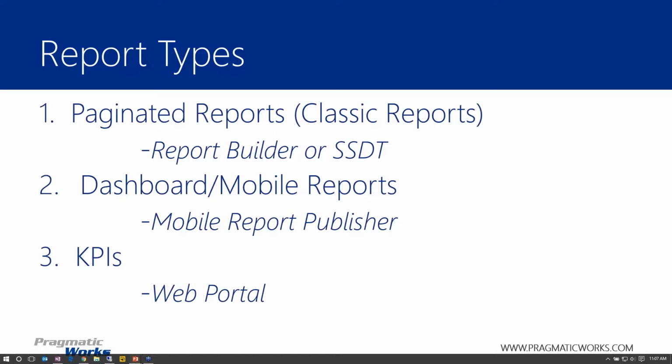And then with the KPI report types, so those are those blocks of red or green metrics at the top of the portal in our screenshot, those you actually create within the web portal. So we'll create some data sets, leave them in, or integrate those into our SSRS server, but we'll actually create the KPIs themselves in the web portal. So 3 different spots to create the 3 different report types right now.